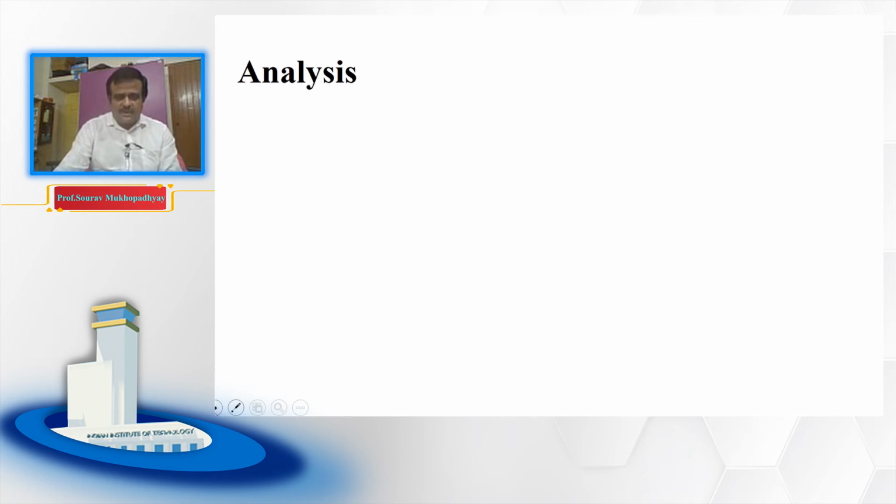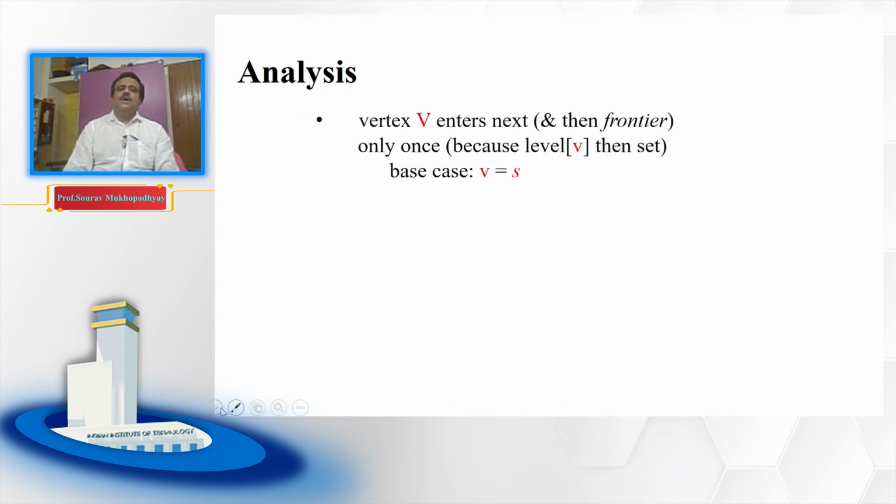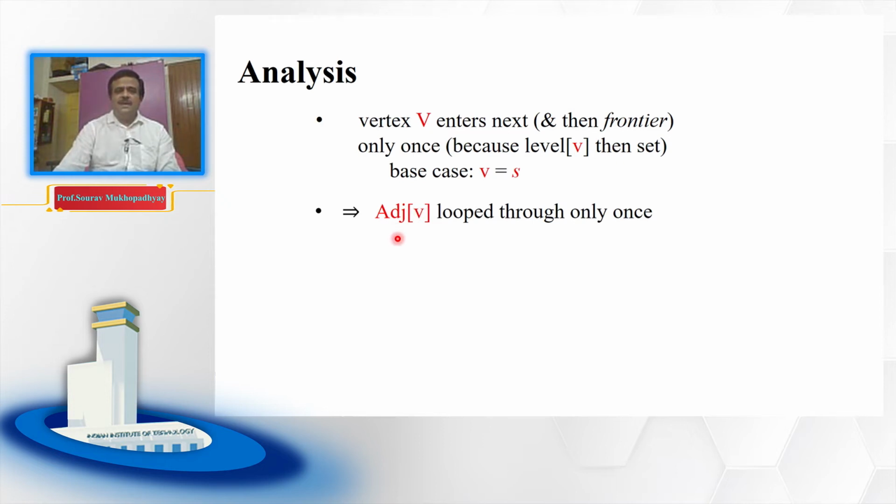Now let us talk about the time complexity of this code. How much time are we spending here? We have a loop over there, which is of the size of the adjacency list, the degree of v, basically for each v.